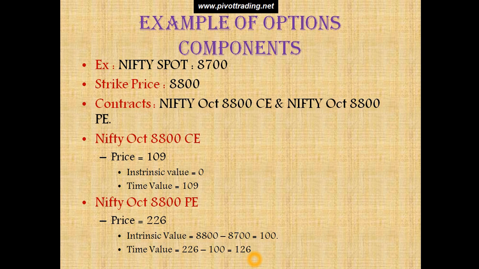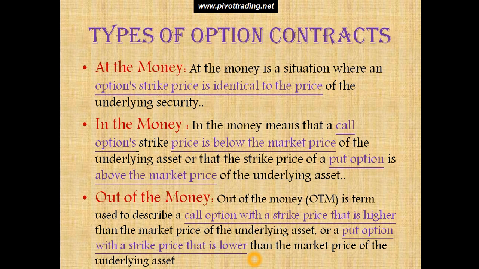Okay, so this is how you basically calculate the time value and the intrinsic value of the options. Now, types of option contracts. What are the different types of option contracts that are available in the market? See, there are three different types of option contracts. One is called at the money, second is called in the money, third is called out of the money.